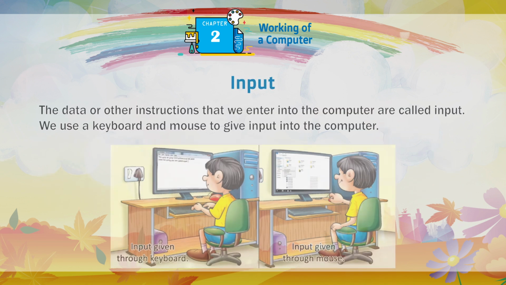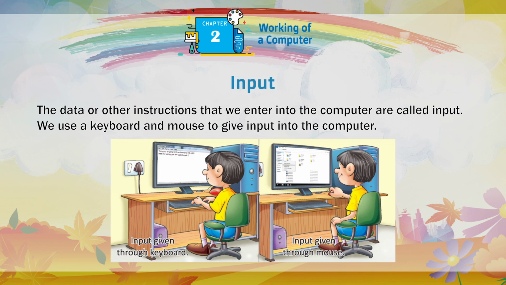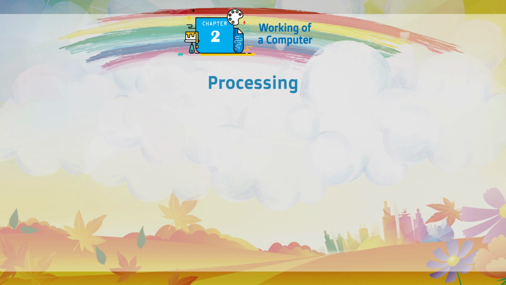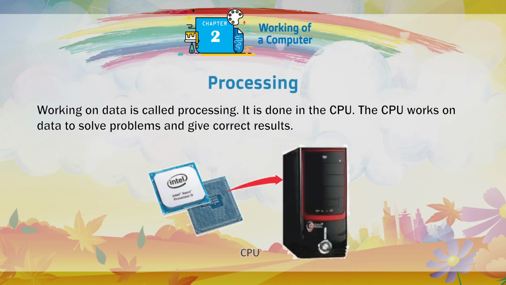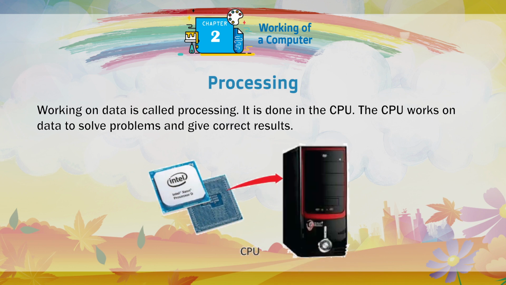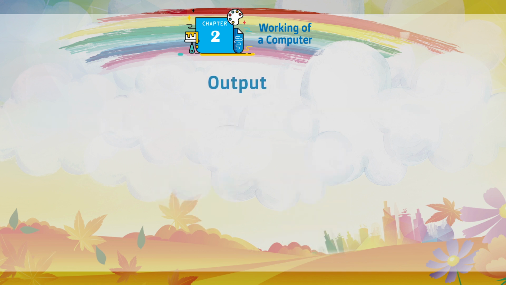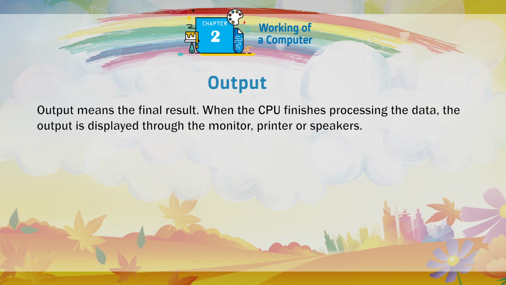Input: the data or other instructions that we enter into the computer are called input. We use a keyboard and mouse to give input to the computer. Processing: working on data is called processing. It is done in the CPU. The CPU works on data to solve problems and give correct results. Output: output means the final result. When the CPU finishes processing the data, the output is displayed through the monitor, printer, or speakers.